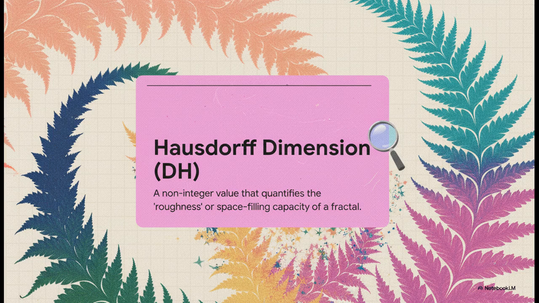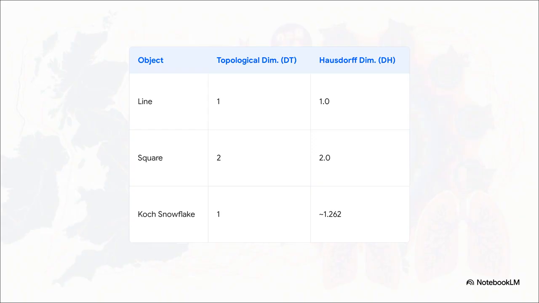Now, that sounds complicated, but you can just think of it as a roughness rating. Instead of being a whole number, it's a fraction, a decimal, that tells you exactly how wiggly, how crinkly, how much a shape is trying to fill up space. And here's what that looks like in practice. A simple line has a dimension of exactly 1. No surprise there. A flat square that fills a plane has a dimension of exactly 2.